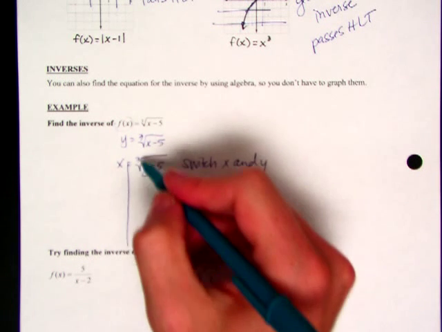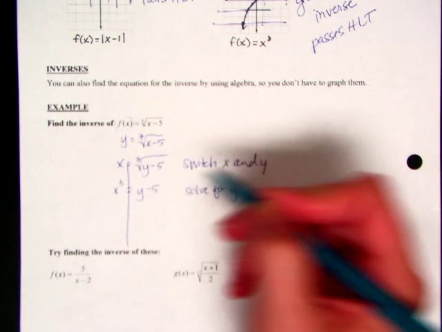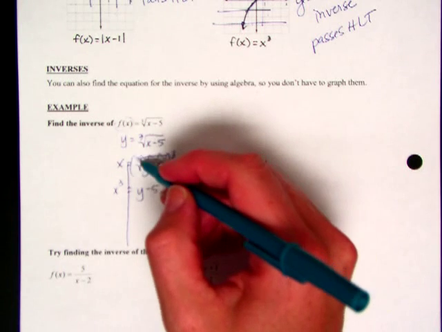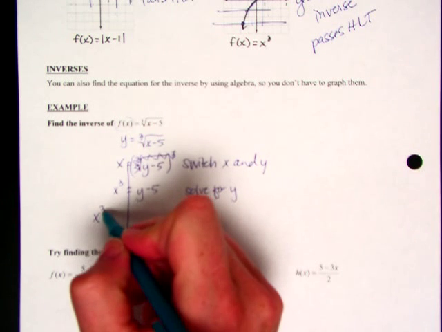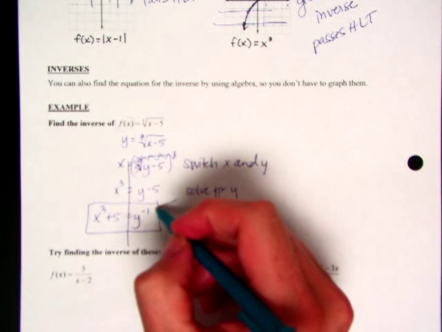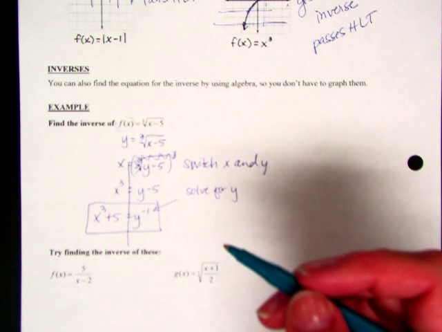The first thing we do here in order to get rid of a cubed root is we would cube. And that gets rid of the cubed root. Then we're going to add 5. This is the inverse. Make sure you use that notation so everyone knows that this is now the inverse of the function, not the original.